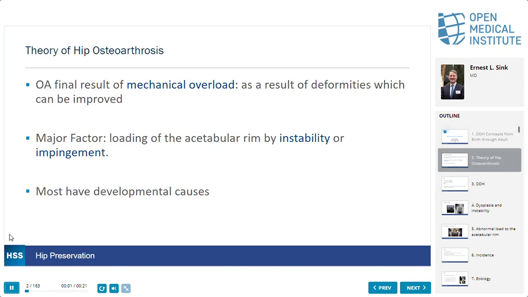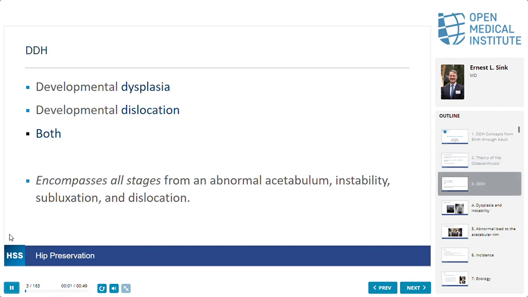Osteoarthritis of the hip is a result of mechanical overload of deformities which can oftentimes be improved. The major factor is loading of the acetabular rim by instability, or in some cases, and that's what we're going to talk more about, impingement. Most have developmental causes. DDH used to be congenital dislocation of the hip. Does anyone know why it changed?